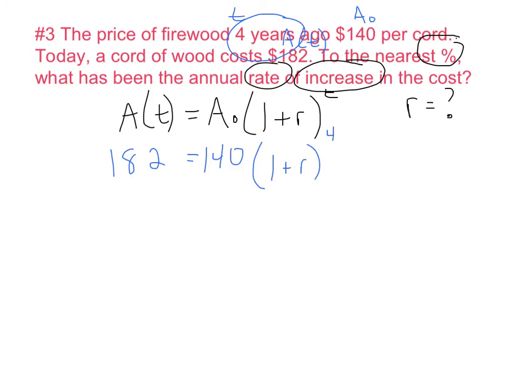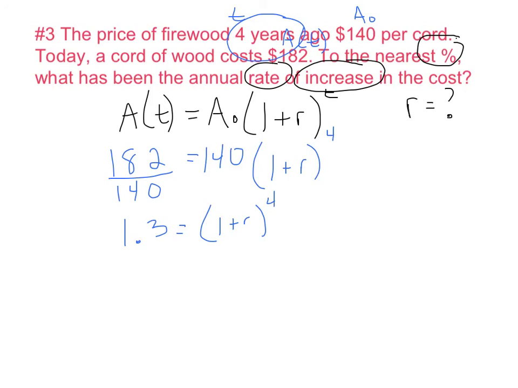So let's solve this for r. What you're going to do is divide by 140. 140 divided into 182. That's about 1.3. I don't know if it is exactly. Let me check that on the calculator real quick. 182 divided by 140. Yeah, it's 1.3 exactly. So that's 1 plus r to the 4th power. Now, here's the problem. The r is not in the exponent. The r is in the base. But I got to get rid of that exponent. I need to get rid of that 4.